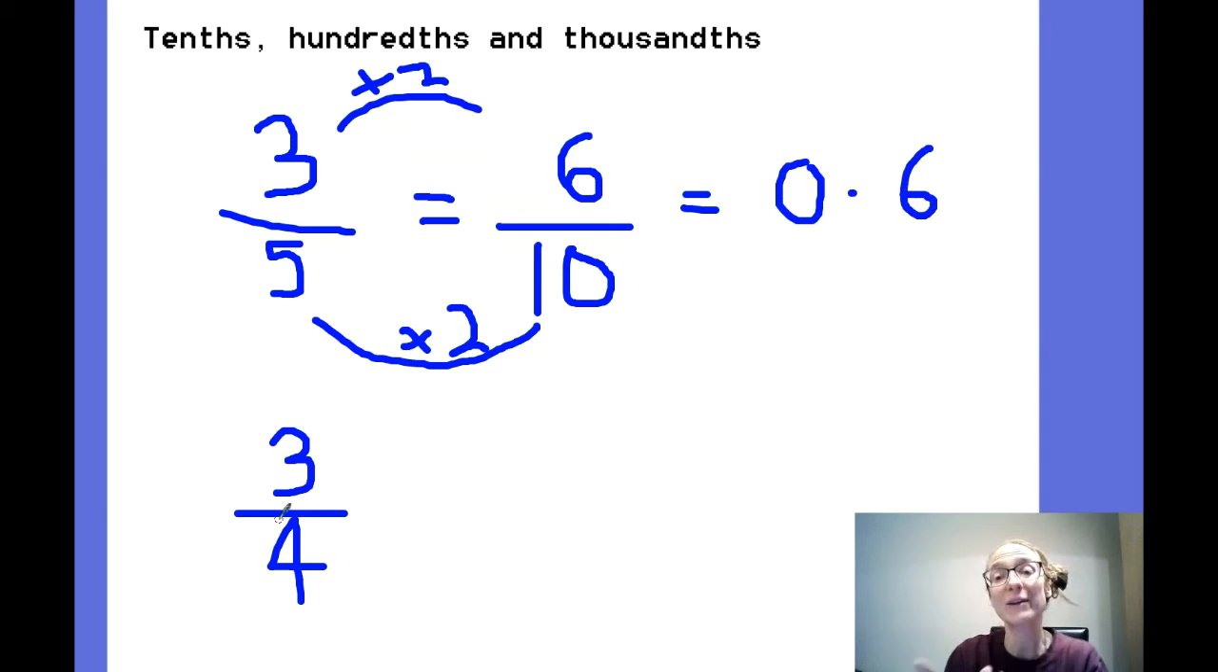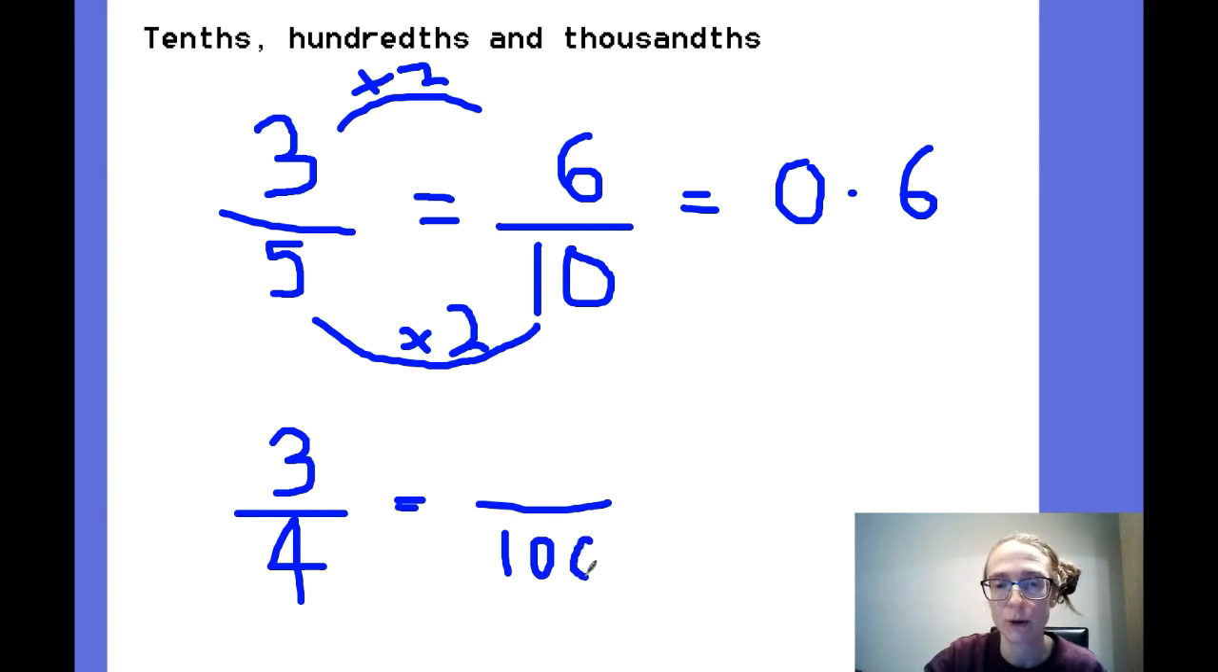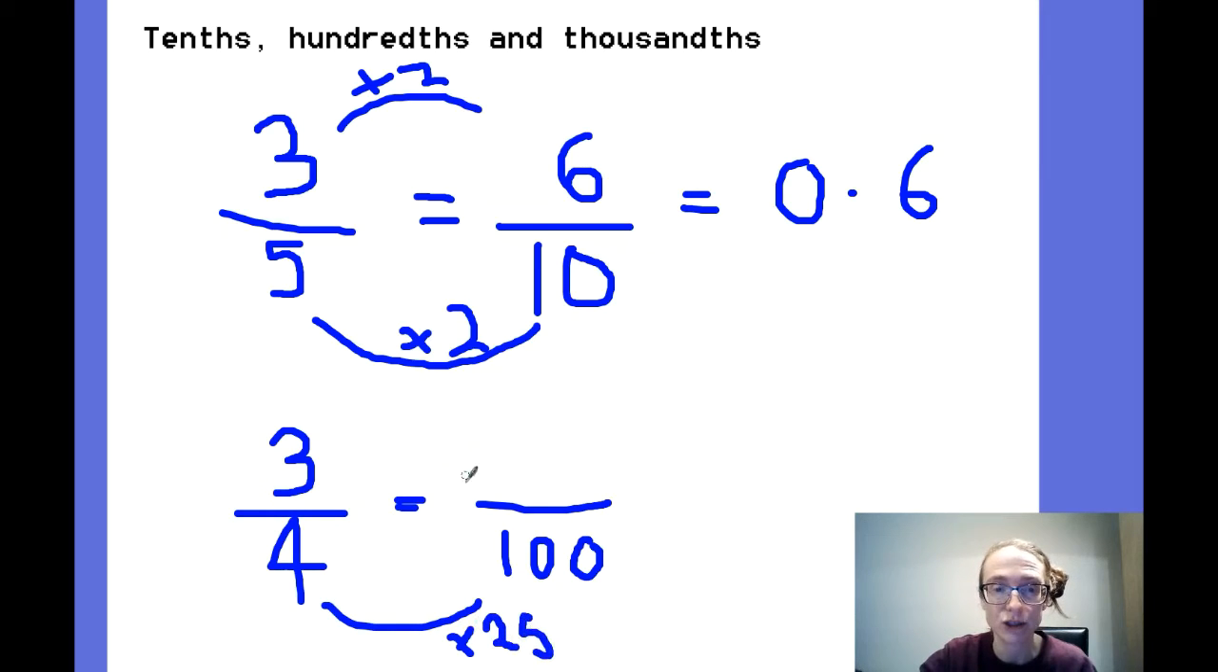Now, is 10 a multiple of 4? No, so we can't use 10. Is 100 a multiple of 4? Yes. 4 times 25. 25 lots of 4 or 4 lots of 25 equals 100. So we can change that into hundreds. We can put a denominator of 100 on the bottom. And we multiplied that by 25. So we have to do the same to the top. 3 times 25, 75. 75 100ths.